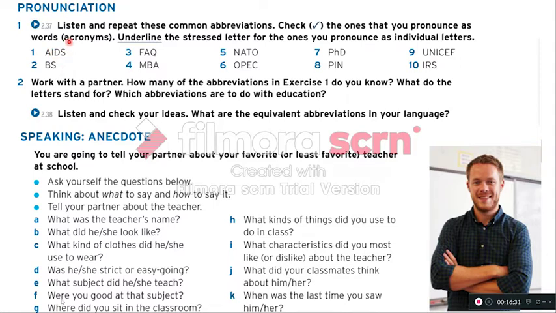So the one that we pronounce the complete word, please write a check mark, like this one. And the ones that are pronounced as individual letters, please underline the stress letter. So I'm gonna play the audio and do the exercise.